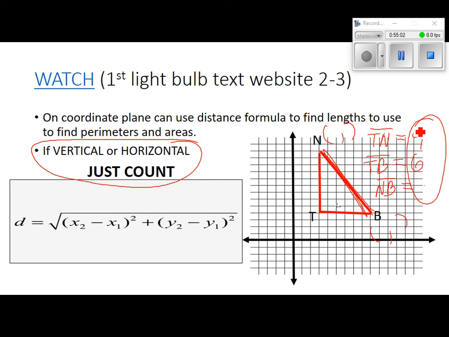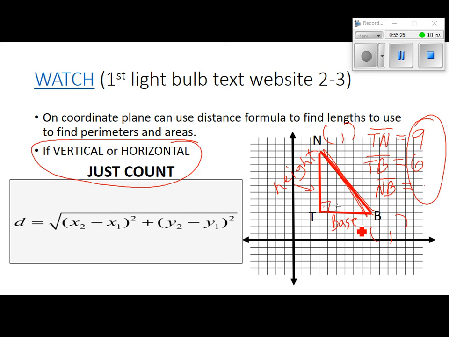What do we know about this angle right here? It's a right angle. So this right here, the 9 is the height. This side down here is the base. So we just do 0.5 times 9 times 6. That's going to give us the area. The 1/2 times base times height, right?